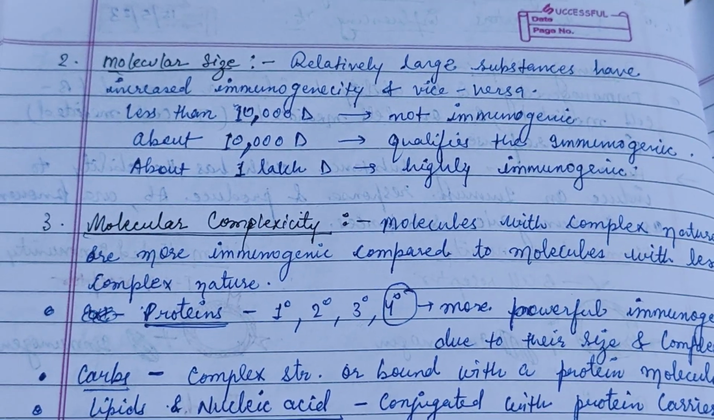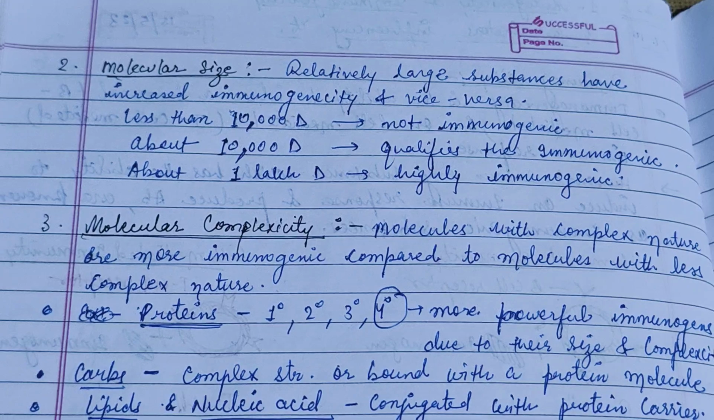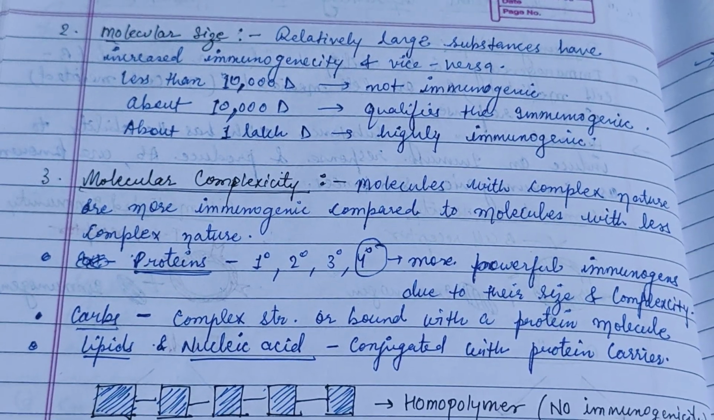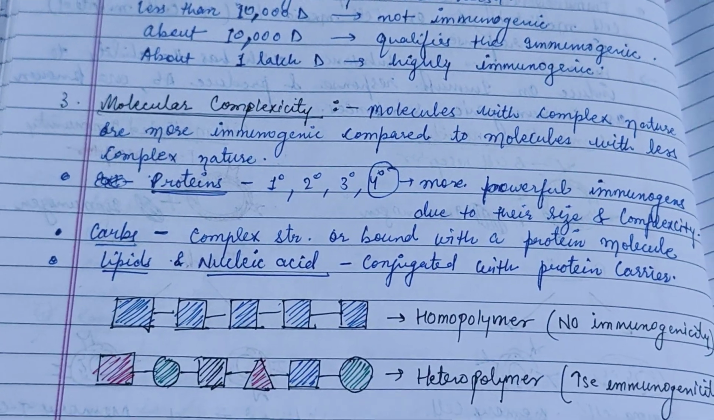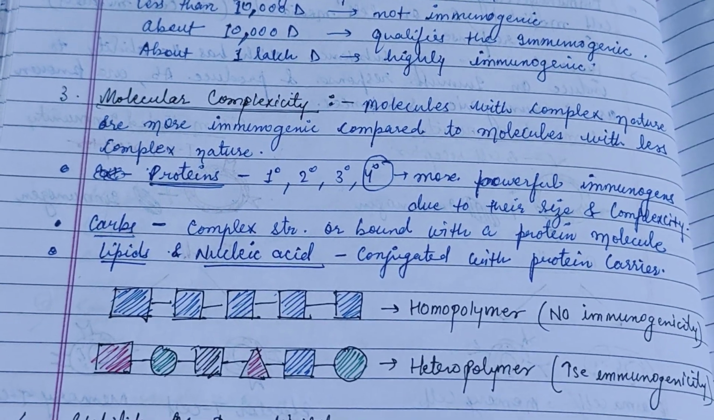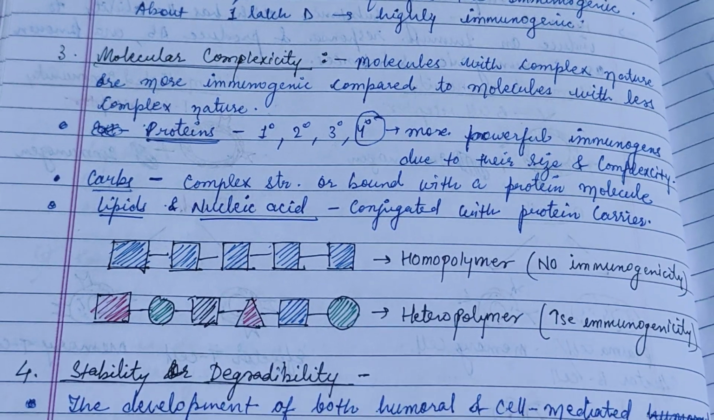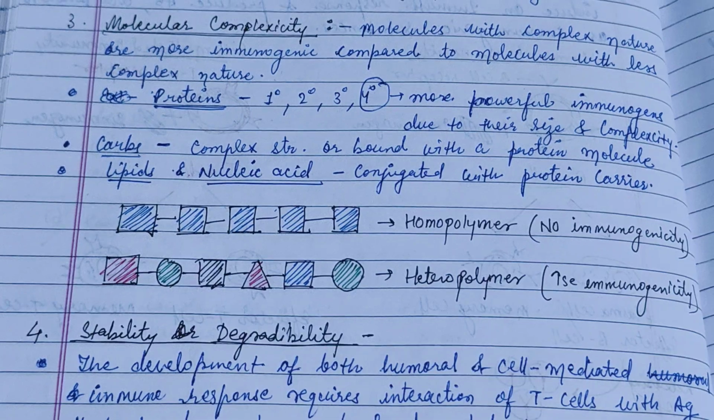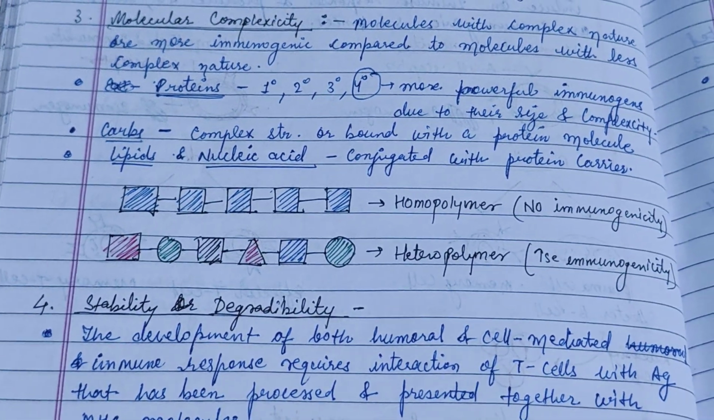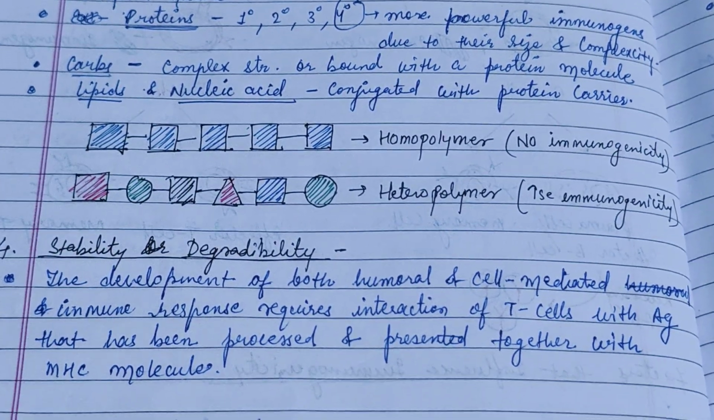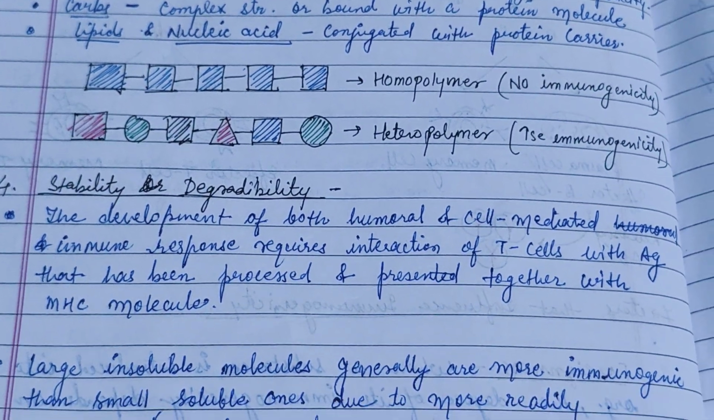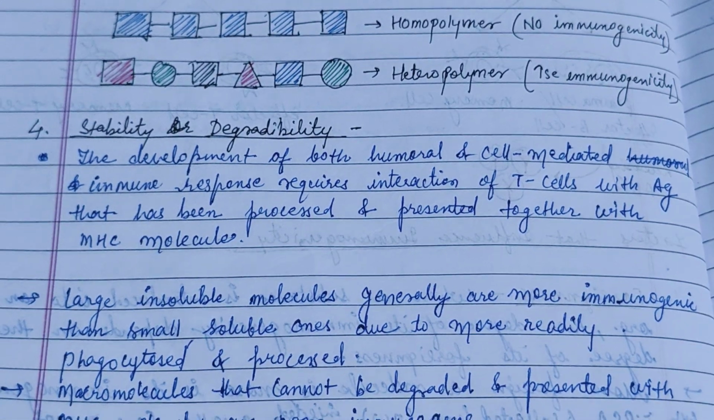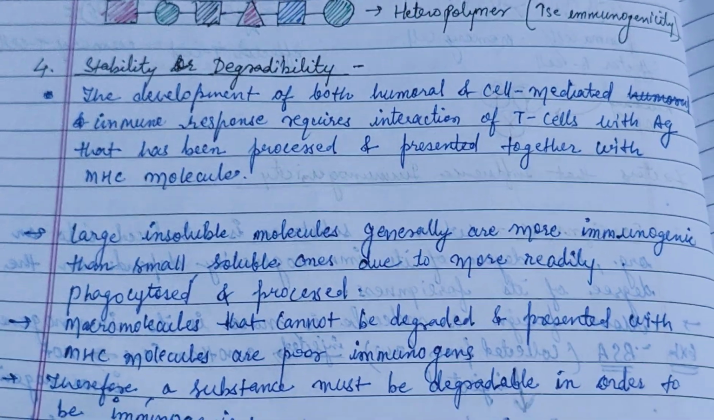The next factor is the molecular size. Relatively large substances have increased immunogenicity and vice versa. So it is also directly proportional. The next factor is molecular complexity. Molecules with a complex nature are more immunogenic compared to molecules with a less complex nature. So it is also directly proportional to immunogenicity. Examples are homopolymer and heteropolymer. Heteropolymers have increased immunogenicity, while homopolymers have no immunogenicity.